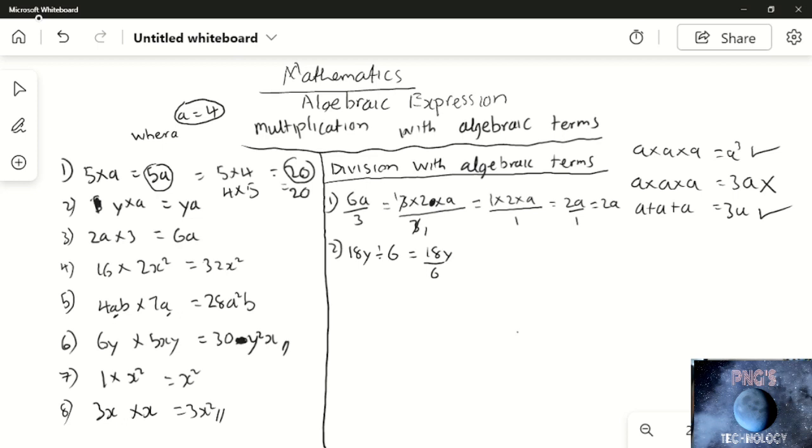The second style is going back to this question 1, right? Are you with me? Alright. So going back to question 1, I can see 3 can divide 6, right? So 3 here 1, 3 in 6, 2. So I have my answer as 2a directly.